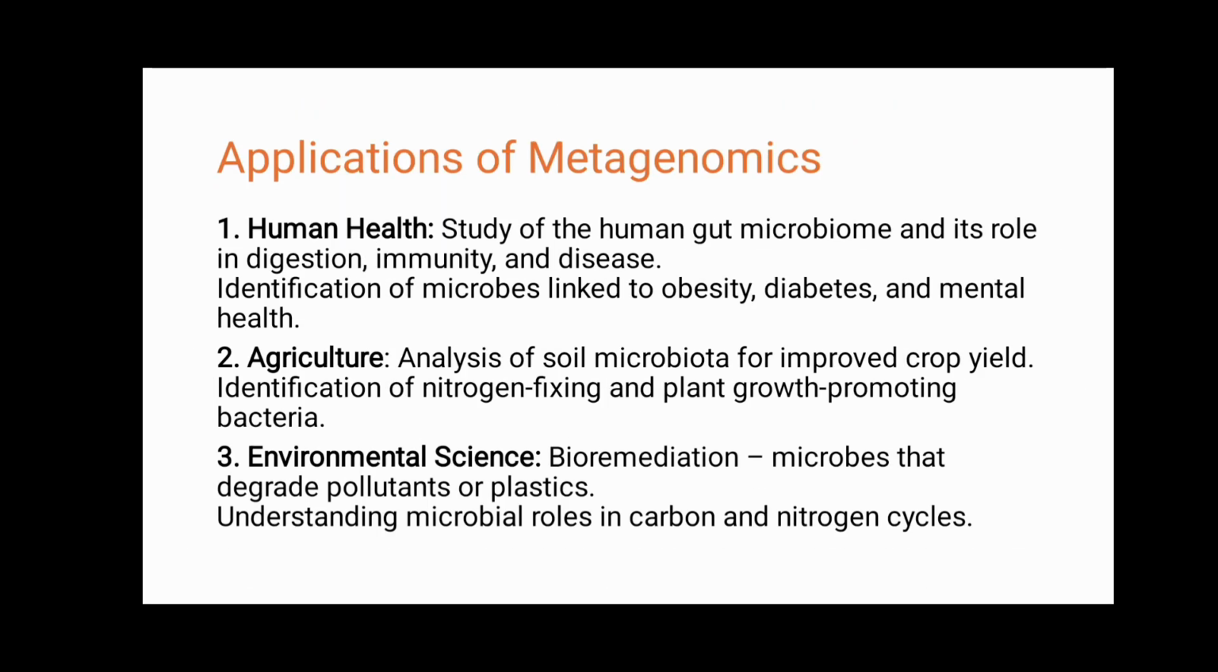Applications of metagenomics. The first one is human health. Using metagenomics, the human gut microbiome and its role in digestion, immunity and disease is studied. Also, the microbes that are linked to obesity, diabetes and mental health are studied. Metagenomics is also used in the agriculture field. Here, the soil microbiota is studied for improving the crop yield. We can also identify the nitrogen fixing and plant growth promoting bacteria.